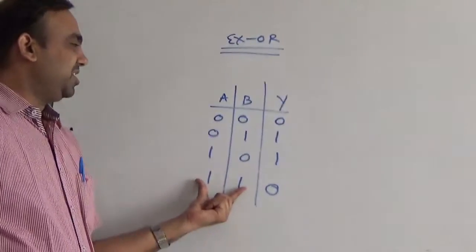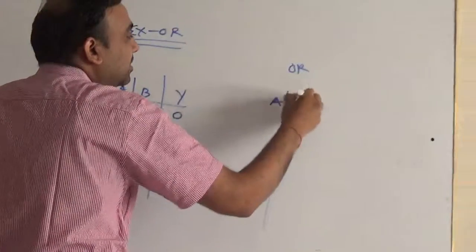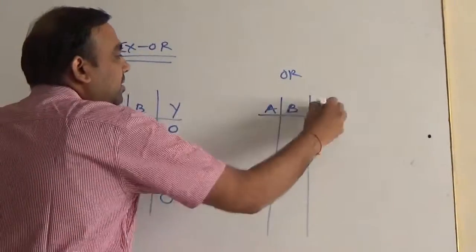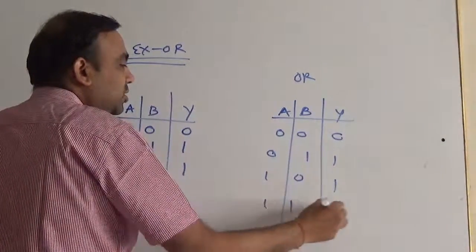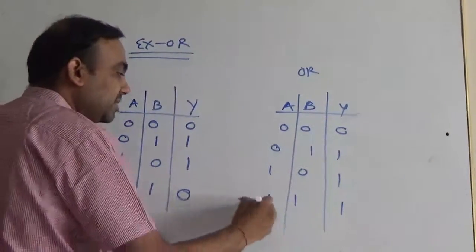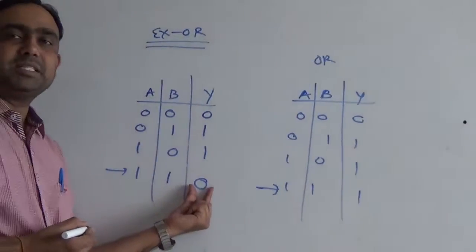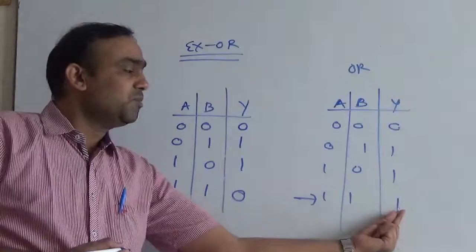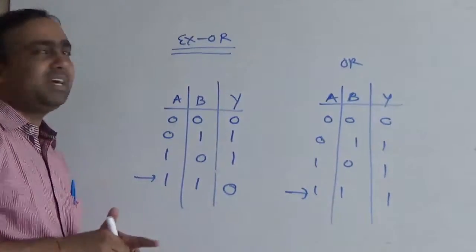So this is very different. If you compare it with the OR, look at the OR. Here, this was OR. Look at the last condition. In XOR, if 1 1 is the input, 0 is the output. In OR, if 1 1 is the input, 1 is the output. So this is the difference between OR and XOR.